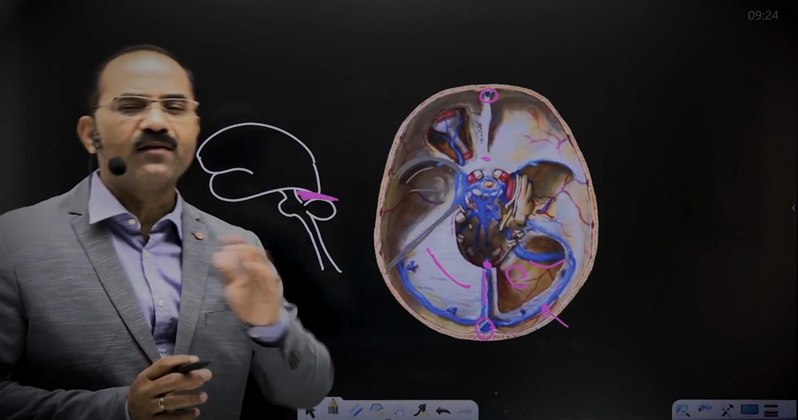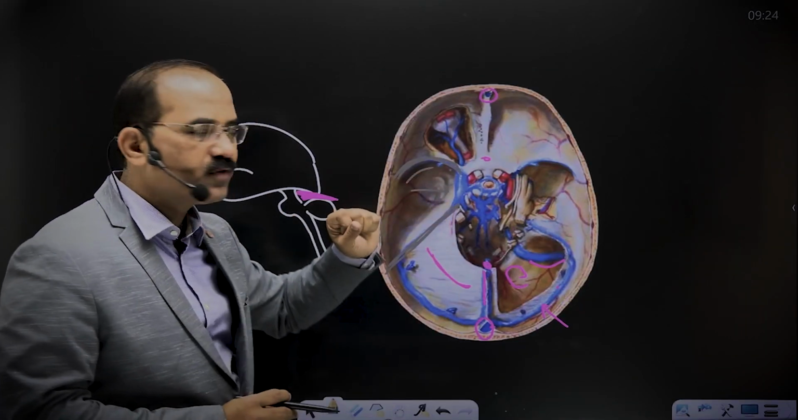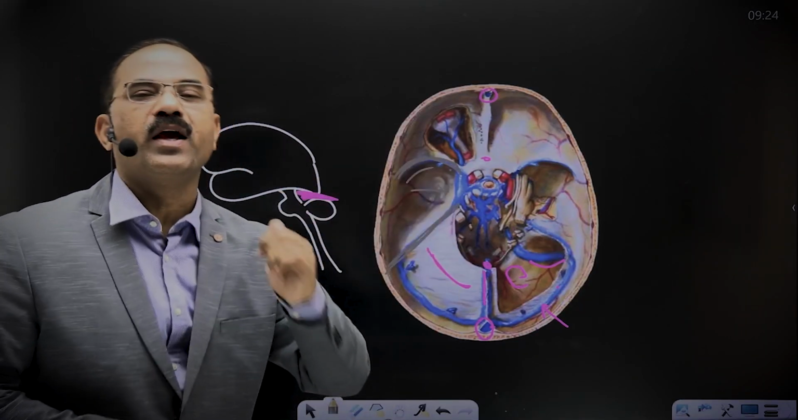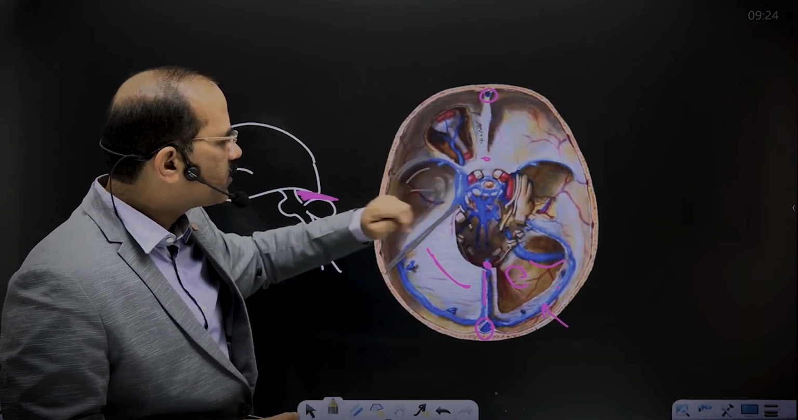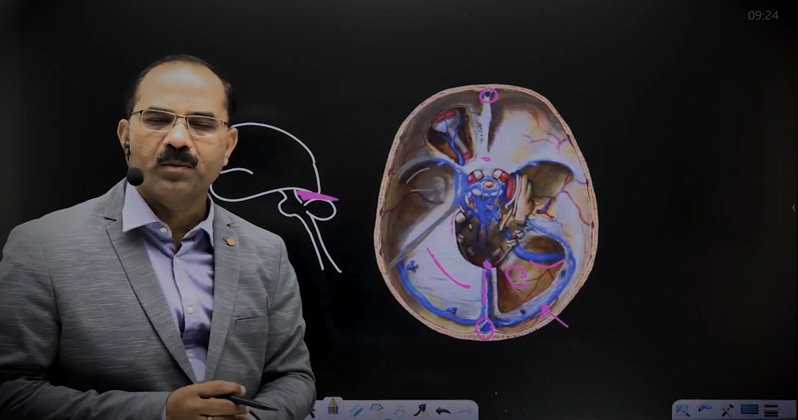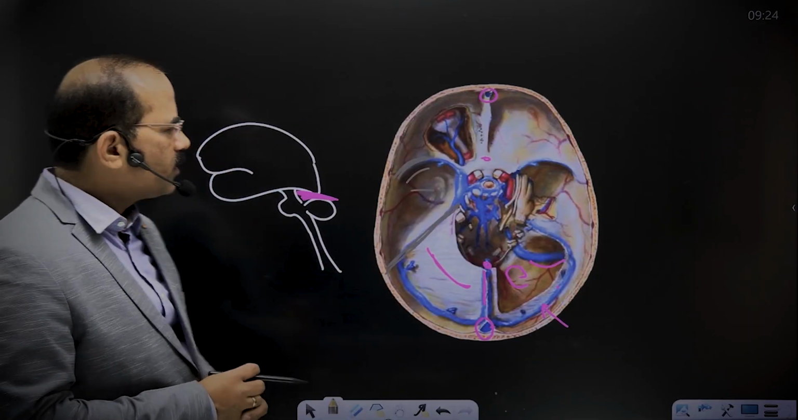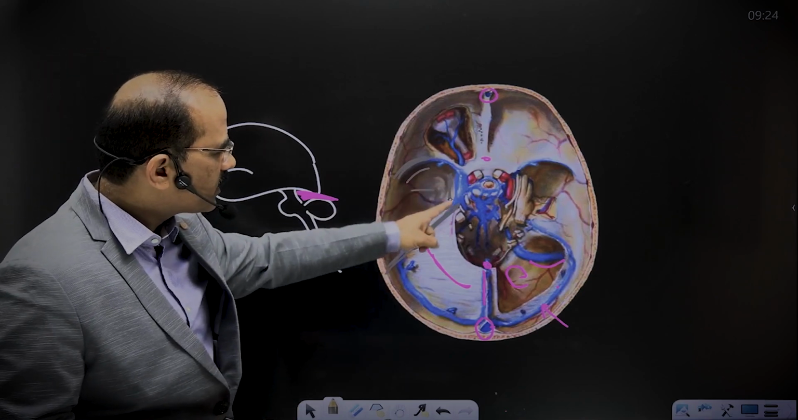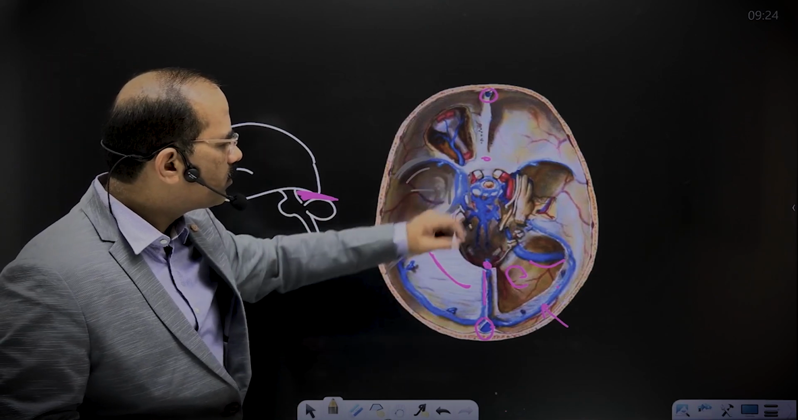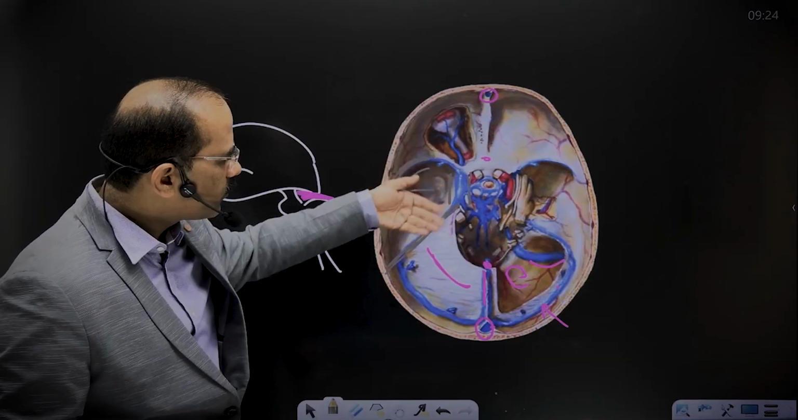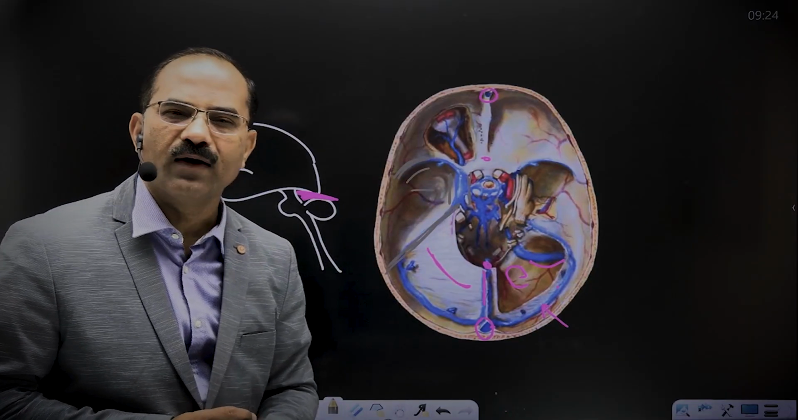Right, so where is the cavernous sinus located? In the middle cranial fossa. What is the extent of cavernous sinus? It extends from the lesser wing of sphenoid to the petrous part of temporal bone. Right, so what is this wall of the cavernous sinus? Lateral wall. What is this wall? Medial wall. Above is the roof and below is the floor of the cavernous sinus.